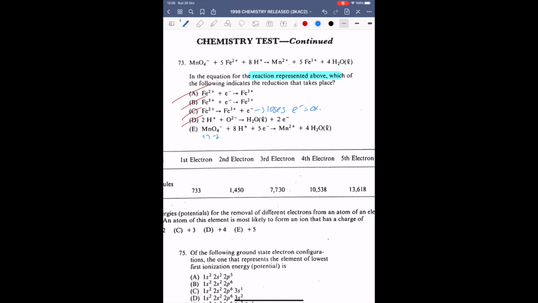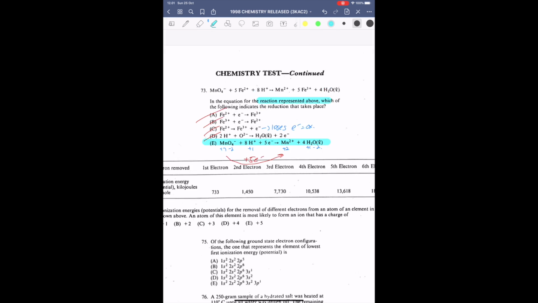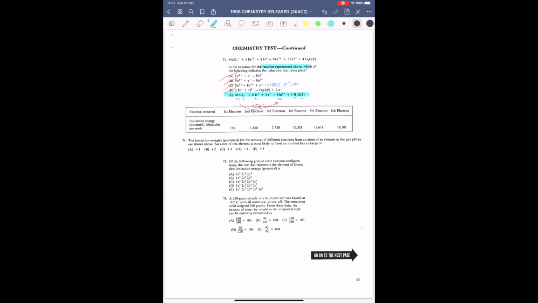-2 +7 +1 +2 +1 -2, and we can see that the manganese gained 5 electrons, which means that it was reduced. Therefore, it's the oxidizing agent. So the answer should be E. 74. So 74.